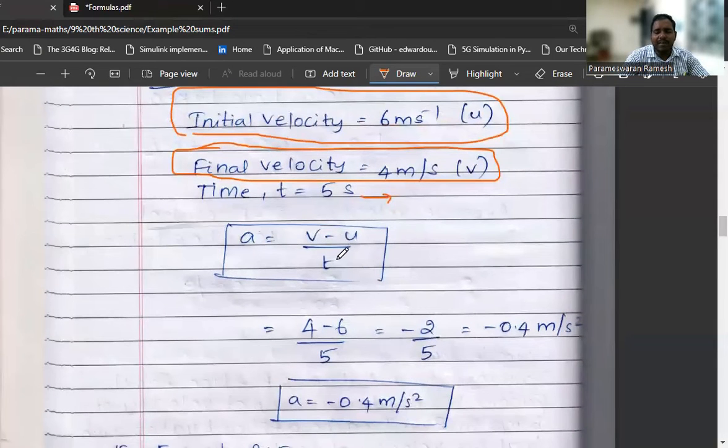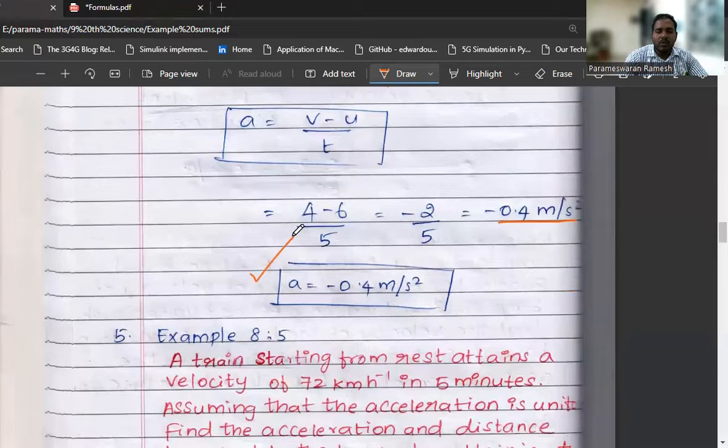So you know the formula for acceleration. Acceleration is equal to v minus u by t. So 4 minus 6 by 5. So minus 2 by 5, that is minus 0.4 meter per second square. Okay, so this is the answer for the second case.